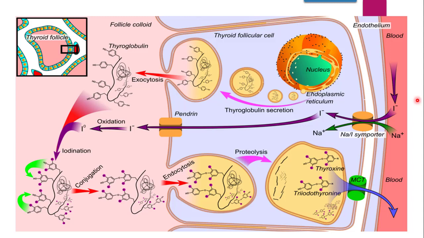Then next there can be a destruction of the thyroid follicular cell itself, so that other processes will not happen. Or here there can be one target site, where this oxidation can be prevented by inhibiting the enzyme peroxidase, which is responsible for oxidation of iodide to iodine. This conjugation step can also get inhibited.